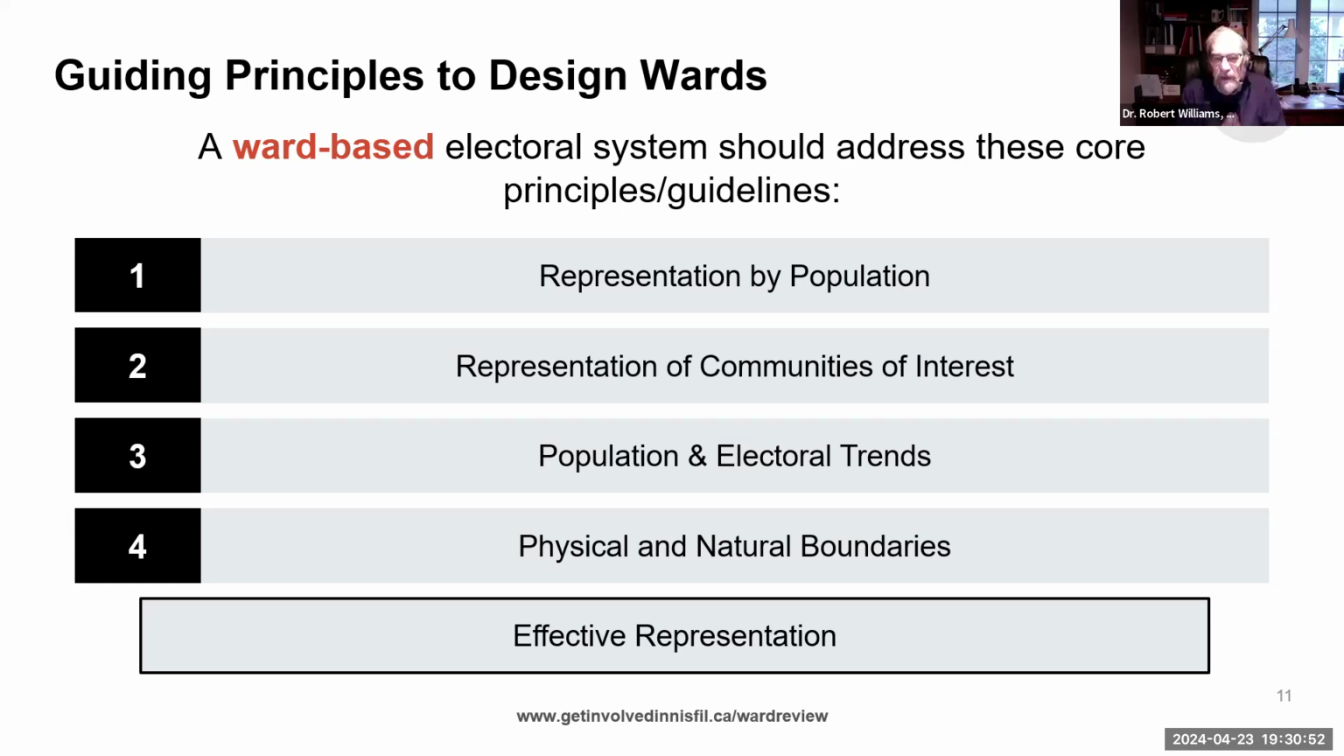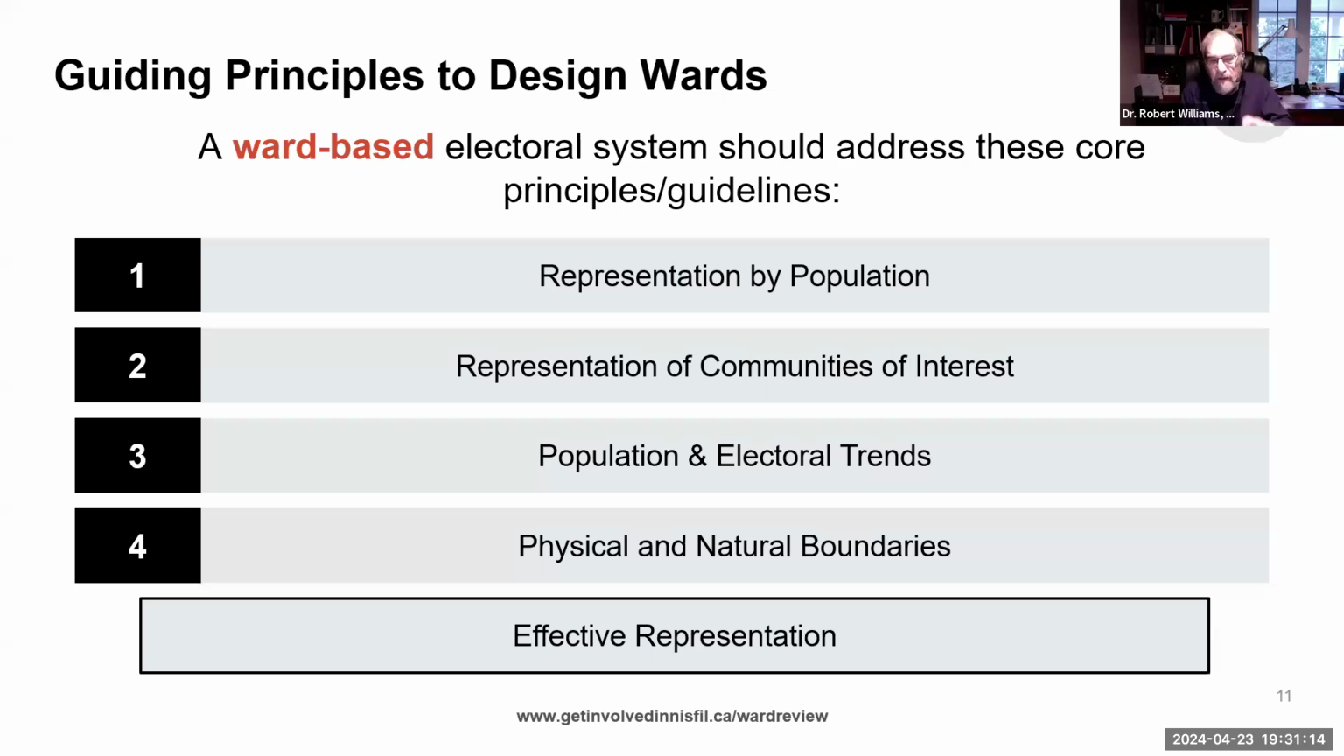In Innisfil's case, we have not yet come across significant natural boundaries. If you go to Hamilton, for example, you've got the mountain. If you go to other communities, you've got, for example, rivers or valleys. You've got areas that are easily distinguishable from one another. So that's not quite as easy to pin down, but it's part of the mix.